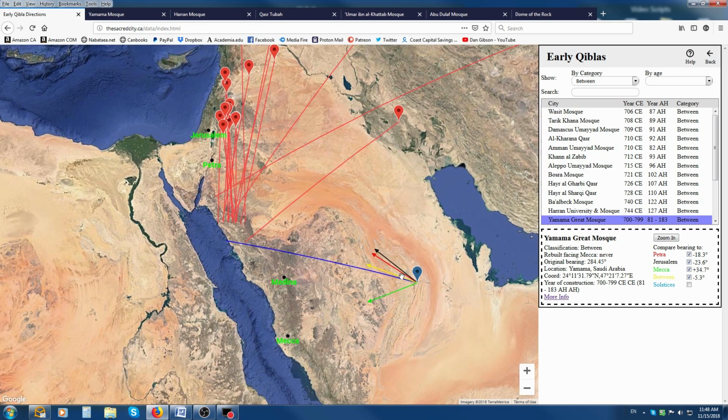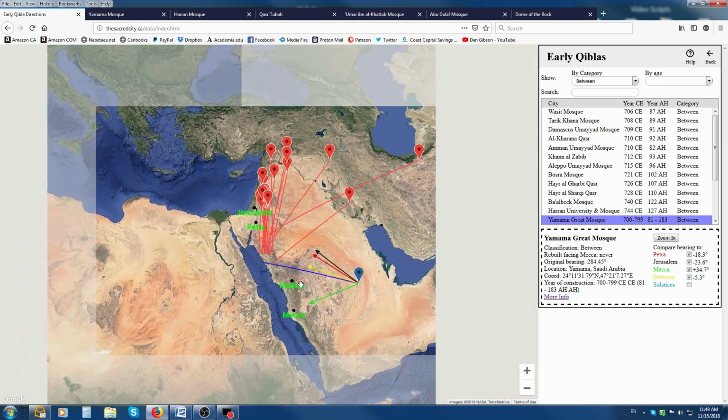What is interesting is that Yamama, if you look at it, and you can turn on the solstices if you want for a minute. You could argue a little bit, but really, as you see, it's off the solstices. What is it pointing to? It's pointing to a between position, but Yamama is special because Yamama is between Petra and Mecca. They didn't get it wrong, just, oh yeah, they were off a little bit. No, this mosque is between Petra and Mecca, and it is pointing north, even though Mecca is south of it.